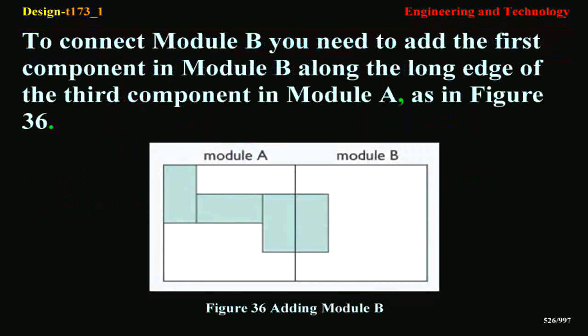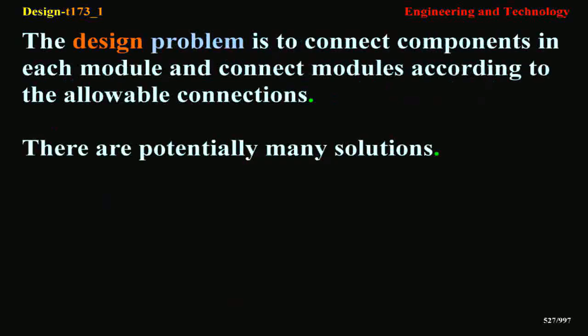To connect Module B you need to add the first component in Module B along the long edge of the third component in Module A, as in Figure 36. Figure 36, adding Module B. The design problem is to connect components in each module and connect modules according to the allowable connections. There are potentially many solutions.